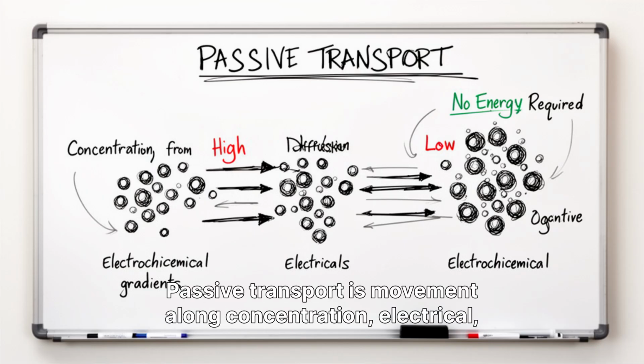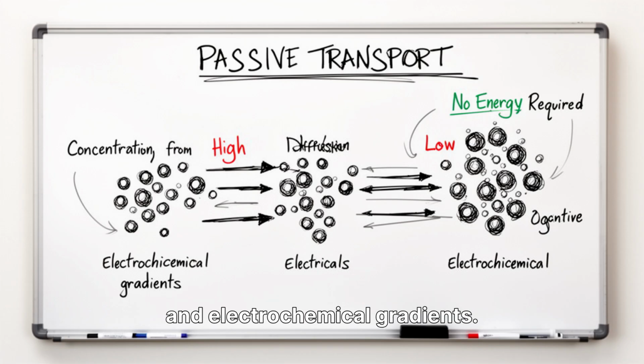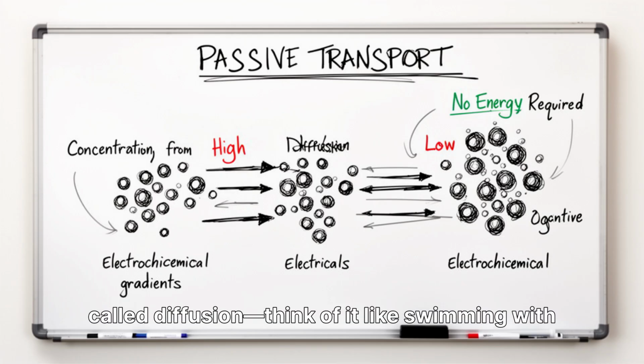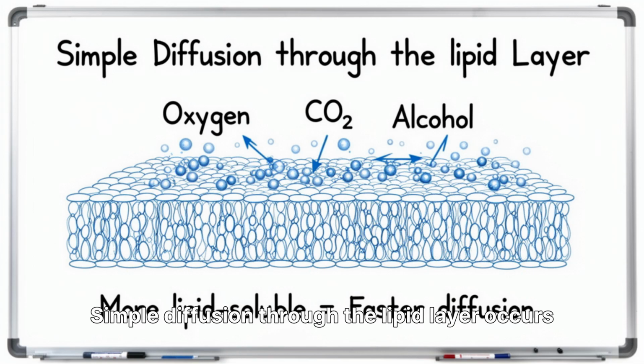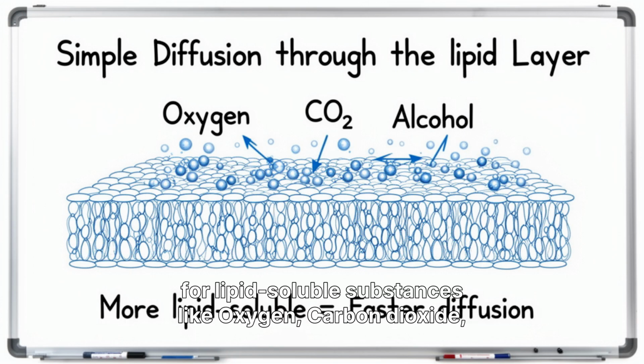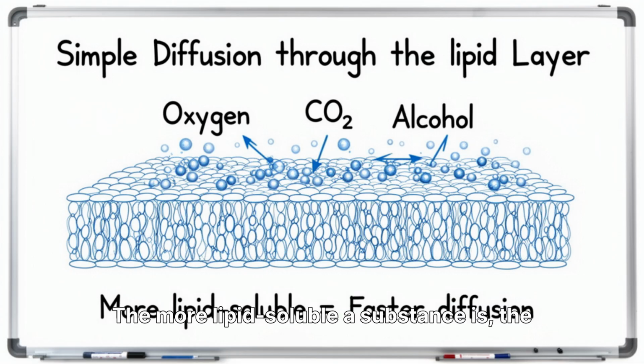Passive transport is movement along concentration, electrical, and electrochemical gradients. It requires no energy and is also called diffusion. Think of it like swimming with the river current. Simple diffusion through the lipid layer occurs for lipid-soluble substances like oxygen, carbon dioxide, and alcohol. The more lipid-soluble a substance is, the faster it diffuses.